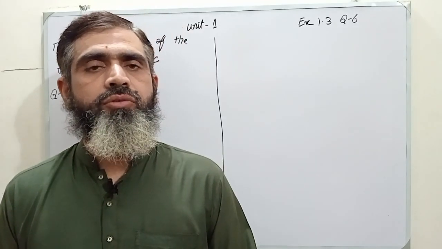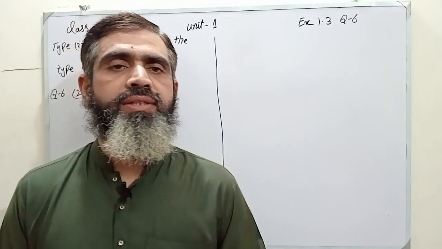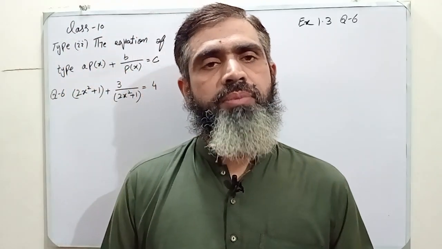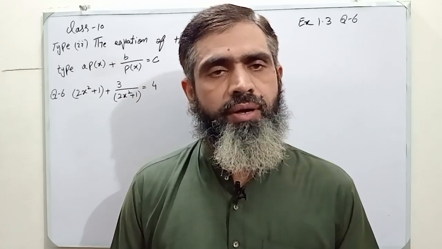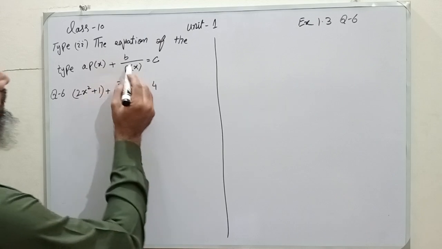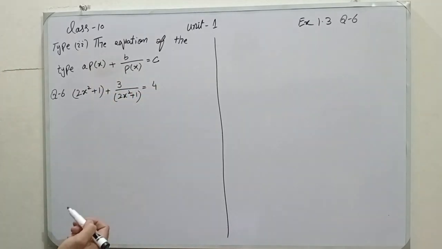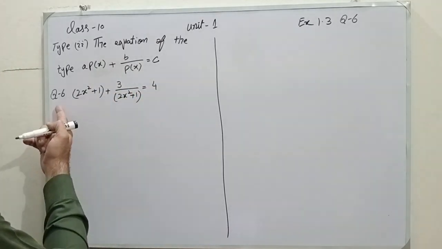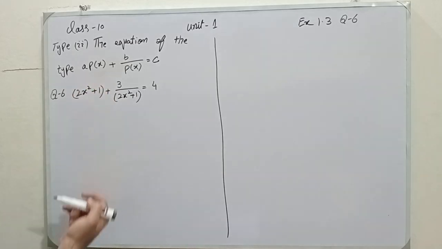Today we are going to discuss the second type of the equation reducible to a quadratic form. In our previous lecture we already discussed the first type of the equation reducible to a quadratic form. The second type is ax plus b over x is equal to c. We will solve question number 6 by using this type.